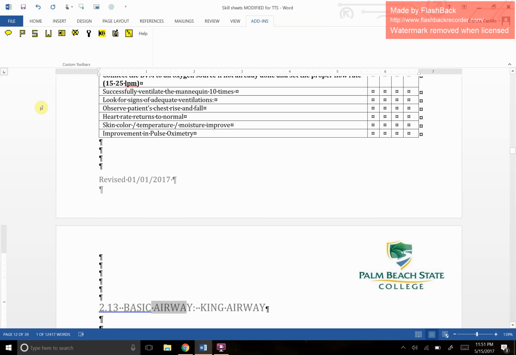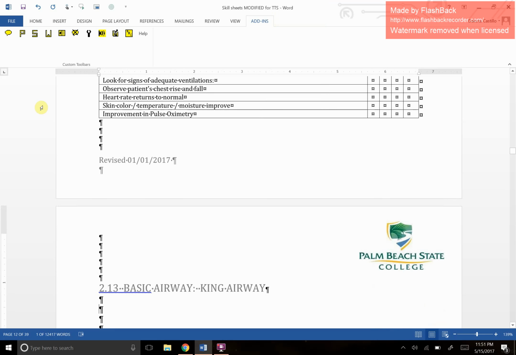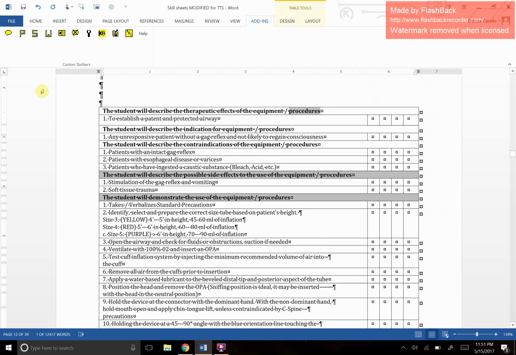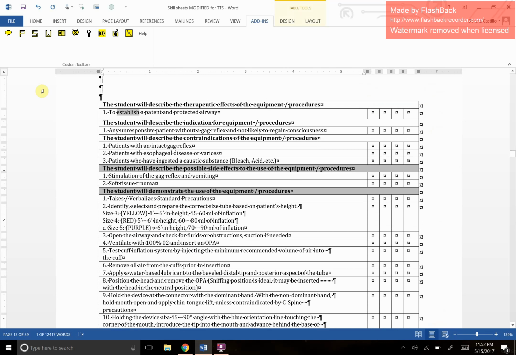2.13 Basic Airway, King Airway. The student will describe the therapeutic effects of the equipment/procedures. 1. To establish a patent and protected airway. The student will describe the indication for equipment/procedures. 1. Any unresponsive patient without a gag reflex and not likely to regain consciousness.